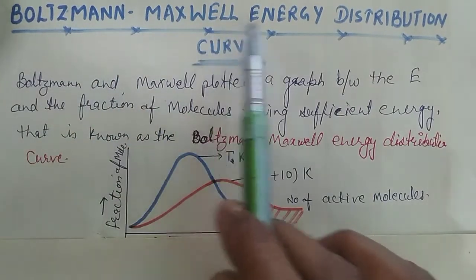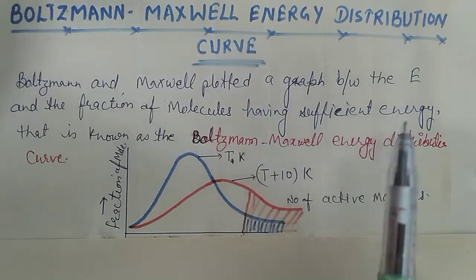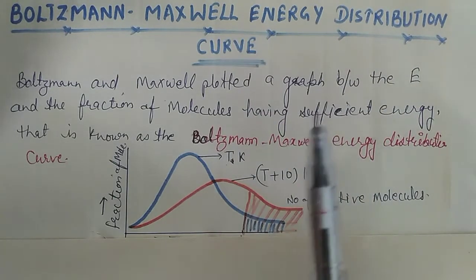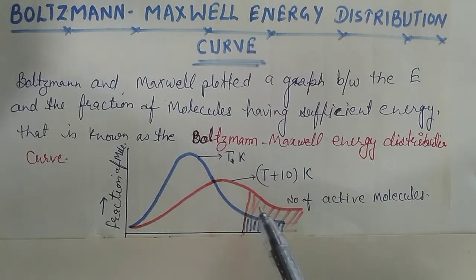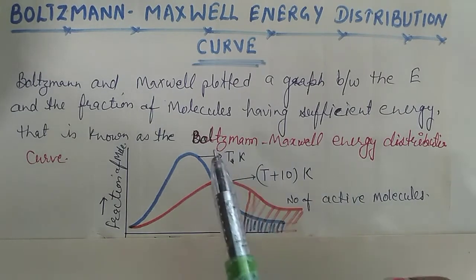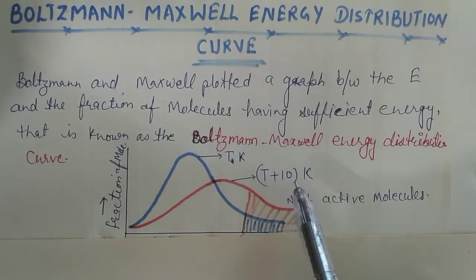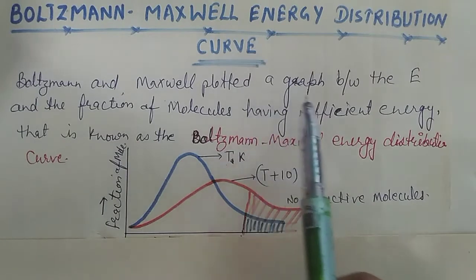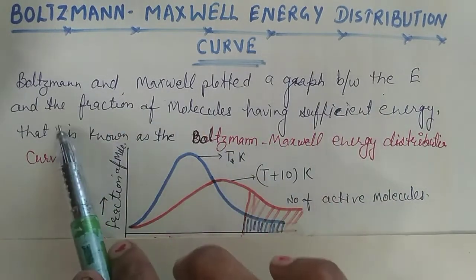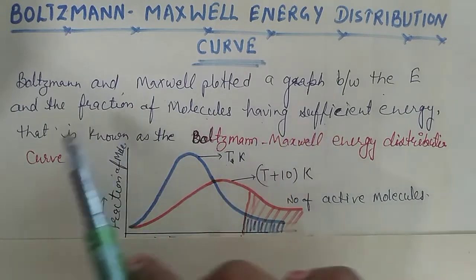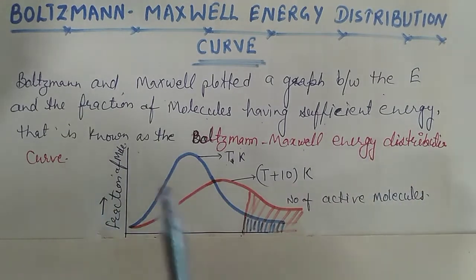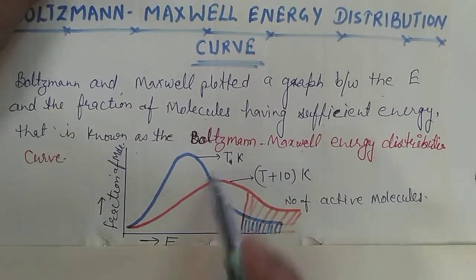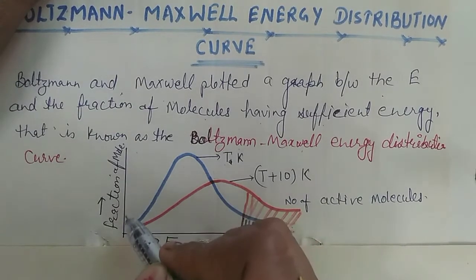The Boltzmann-Maxwell energy distribution curve is a very important curve, and it very easily explains why the rate of reaction increases by 2 to 3 times on an increase of temperature by 10 Kelvin or 10 degrees Celsius. Boltzmann and Maxwell plotted a graph between the kinetic energy and the fraction of molecules having sufficient energy, and this graph is known as the Boltzmann-Maxwell energy distribution curve. So this is the graph. Here it is kinetic energy and here it is the fraction of molecules.